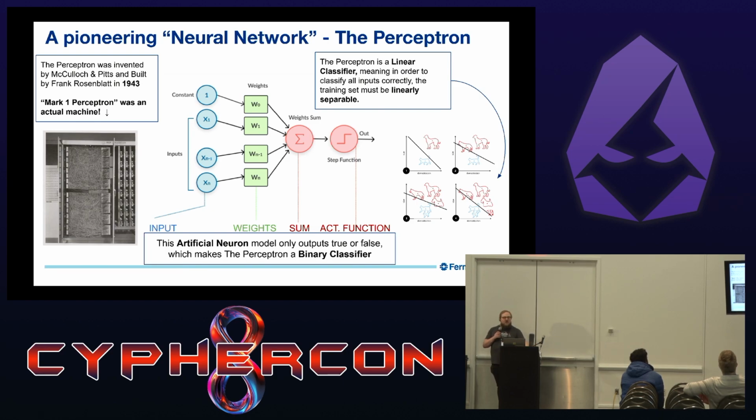And so, like we kind of talked about, the artificial neuron model here only outputs a true or a false, which makes the perceptron a binary classifier. Like Gavin was talking about, if you look over to the right, you can only draw a straight line to divide your two classes. You can't get more complex than that. So that means there are some limits here, but it's still useful, right? Things have to be linearly separable.